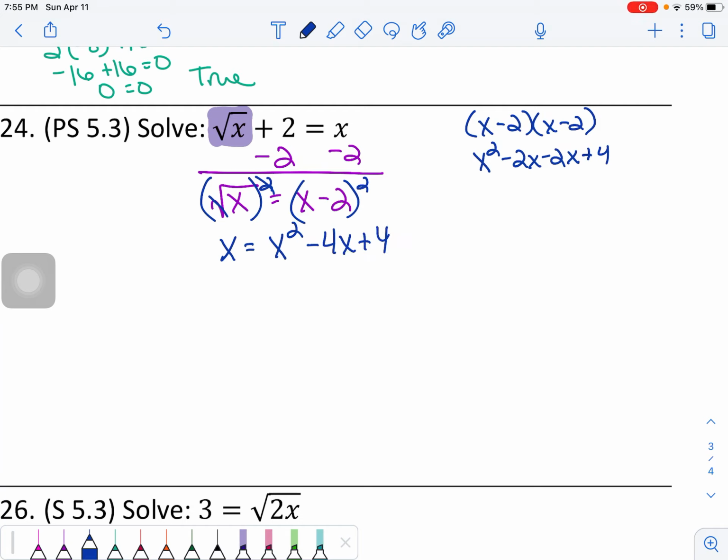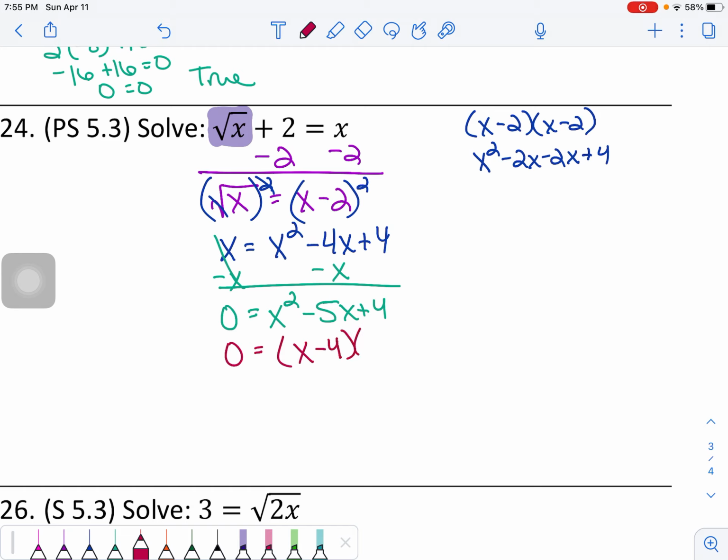All right, it is a quadratic equation. So I need to get one side equal to 0. And then factor if I can. So I'm going to subtract x from both sides. So x squared minus 5x plus 4. That is factorable. X minus 4, x minus 1. I was trying to multiply to a positive 4 and add to a negative 5. Negative 4 times negative 1 is positive 4. Negative 4 plus negative 1 is negative 5.